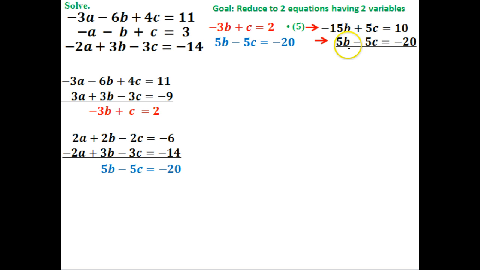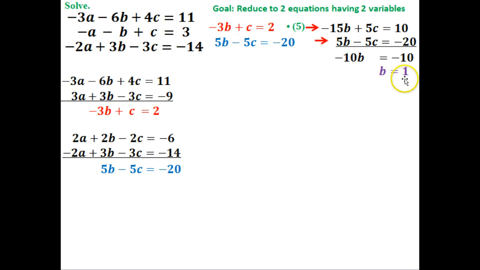So negative 15b plus 5b would give me a negative 10b. And 10 minus 20 is negative 10. My c's are gone. So now I need to get b all by itself. I need to divide both sides by negative 10, and I find out that b equals 1. Well, this is a major step because now I know one of the values.